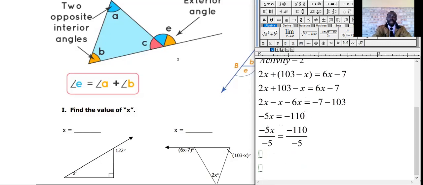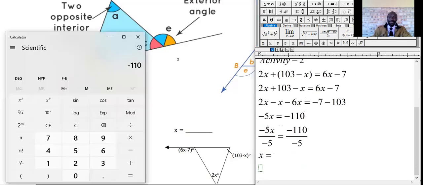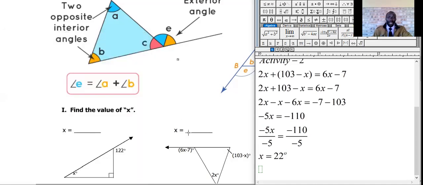And so we say x is equal to what? Well, what is negative 110 divided by 5? So let's have this calculation right here. We first clear the screen, then we'll be having 110, which is negative. We then divide it by 5, which is also negative. What do we get for that? We get 22 degrees. We write it here as 22 degrees. So this is the value of x. And that is how we calculate x in this case. That's how we calculate x.